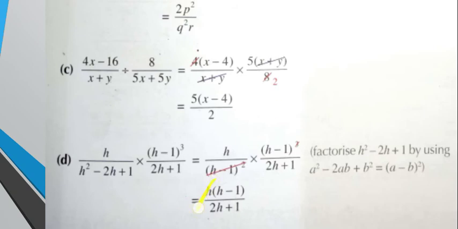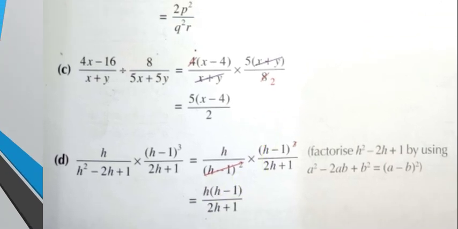Notice you cannot cancel this h, or even this h. You can't, because we have addition. Because this is an addition form, we have plus here. So you can't. So this is the final answer.